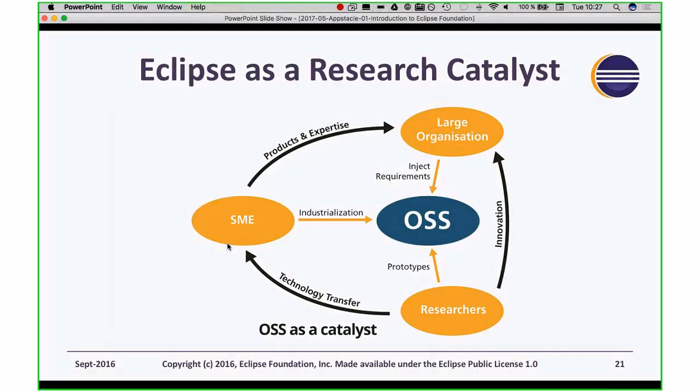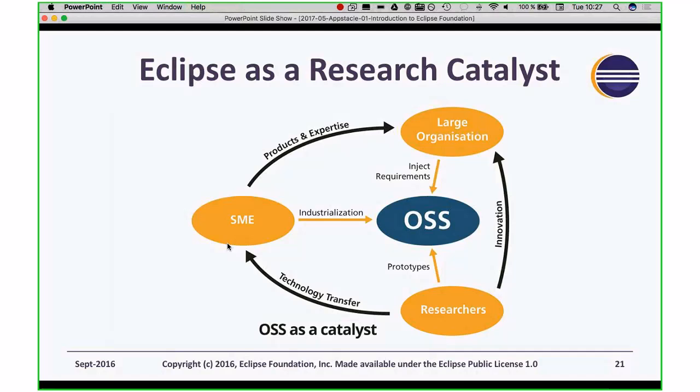And it's important to use open source because the large organizations and researchers will not keep for themselves what they build, the prototype they build. They have this part in common. And SMEs, when they start industrialization, if for any reason they are bought by another organization, a competitor, they will not be able to take the code with them and leave you alone.